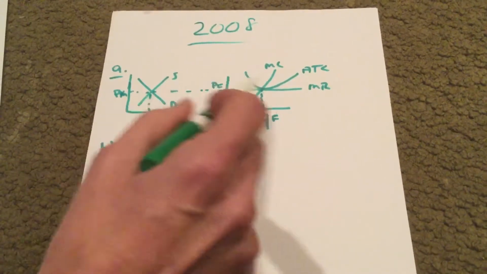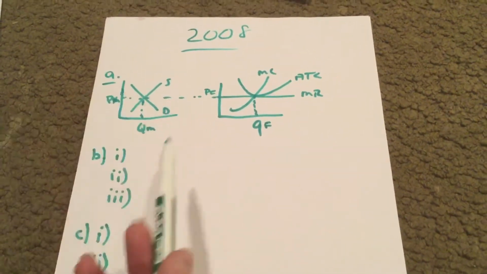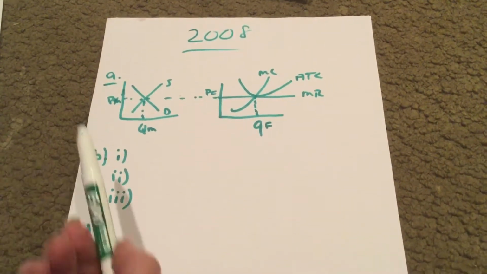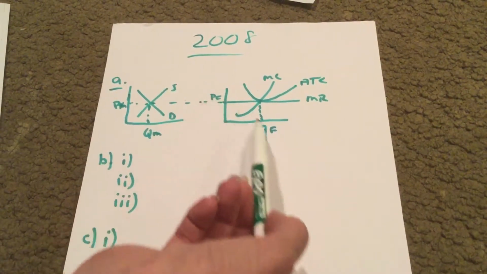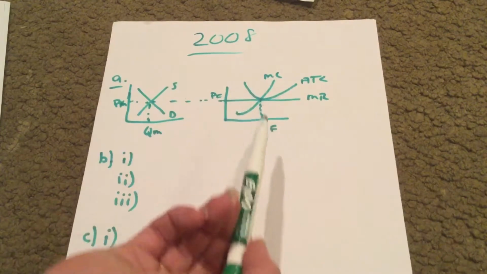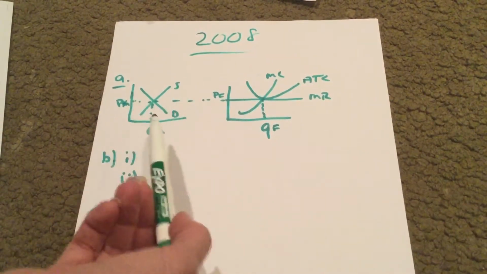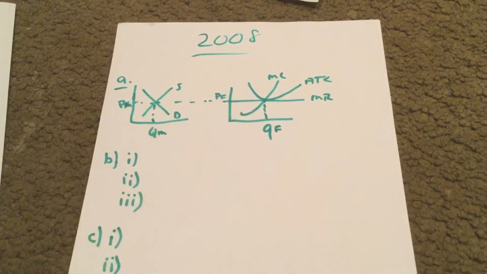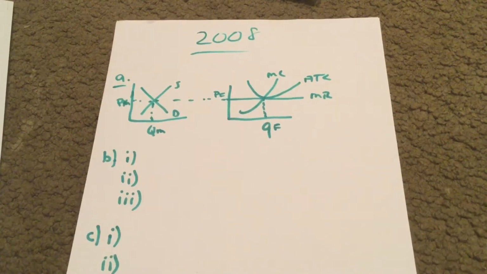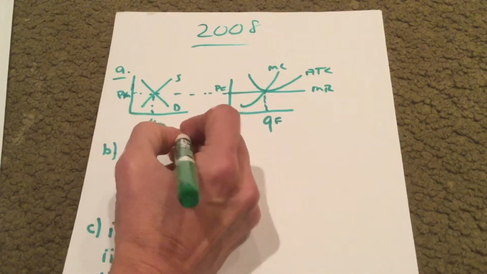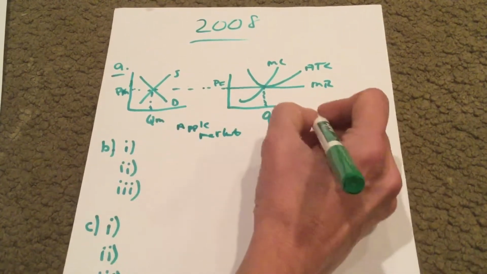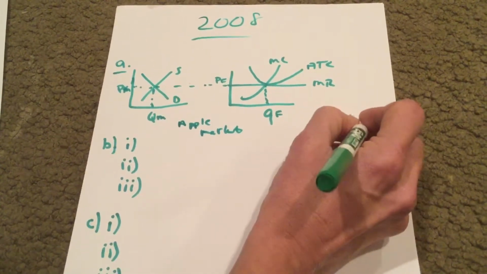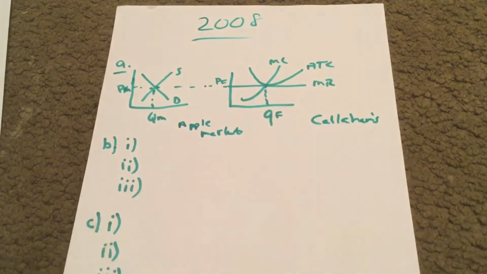This is the side-by-side graphs, and note that they have you following a particular labeling scheme. So price in the market, quantity in the market, price in the firm, quantity in the firm, and it's in long run equilibrium. So follow their schematic for what they're looking for in terms of labeling. And then you could even label this: this is really the apple market, and this is the specific firm. So this is Callahan's, the one representative firm in the market.